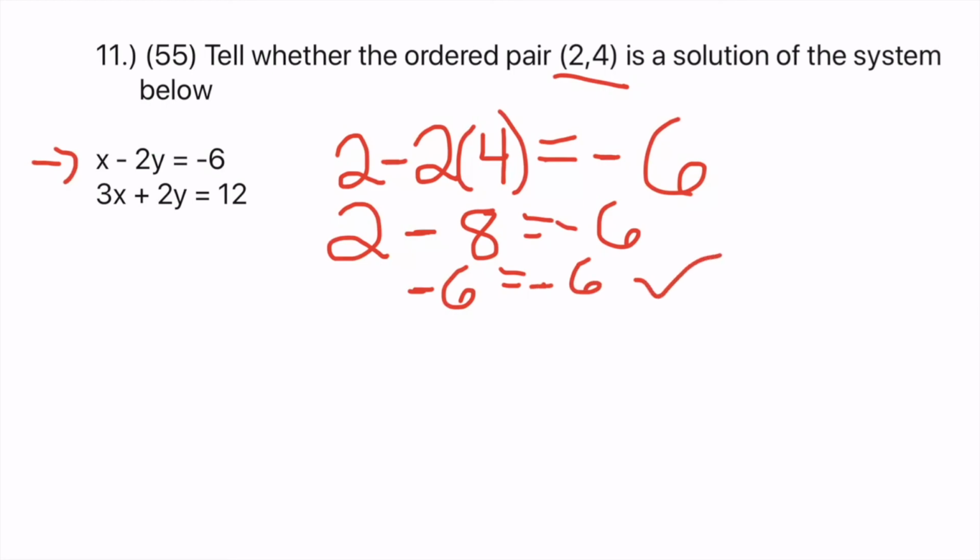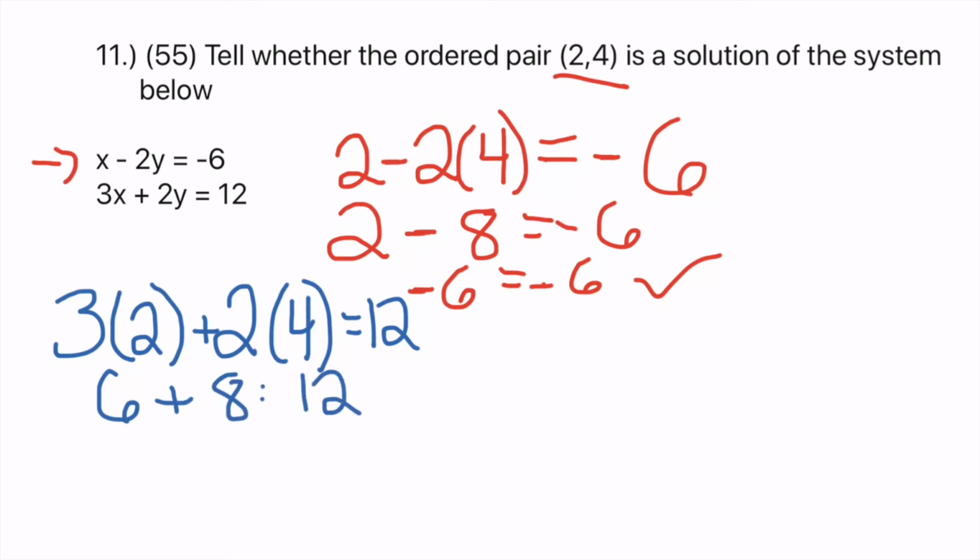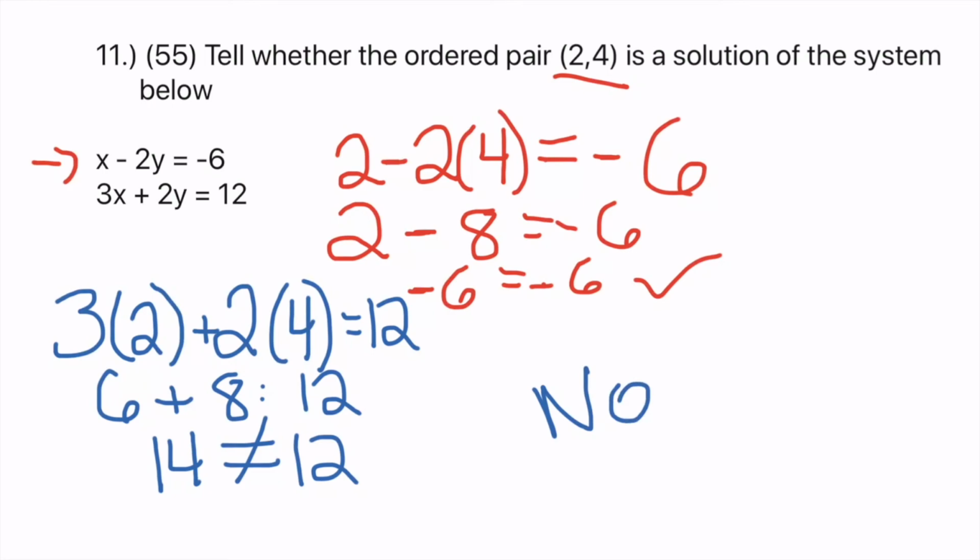However, we still have to do the second one and make sure that one works too. So we have 3 times 2, because that's our x, plus 2y, which is 4, equals 12. So this is 6 plus 8 equals 12. Well, this gives us 14, which does not equal 12. So no, this is not a solution because it only satisfied one of them, but not both.